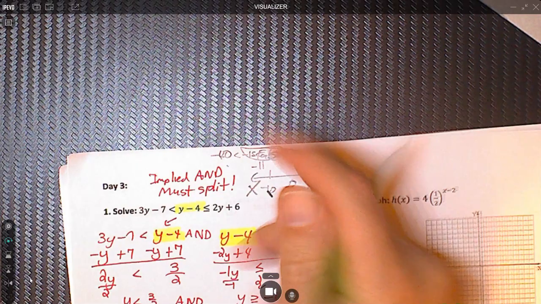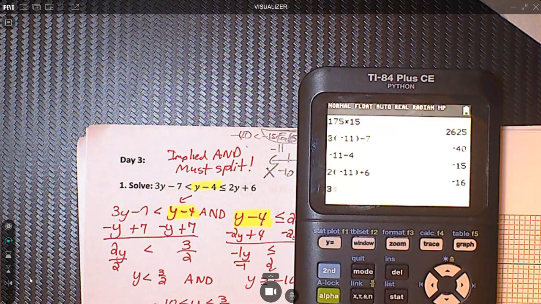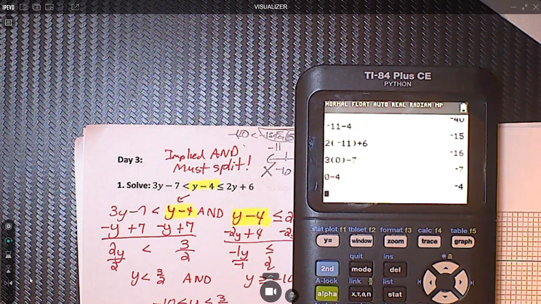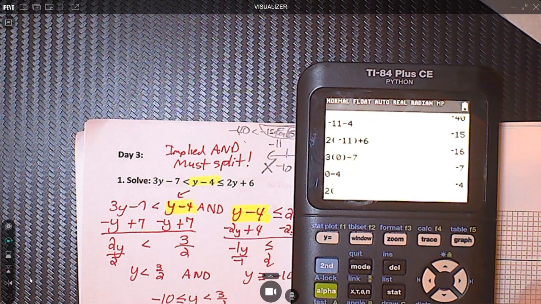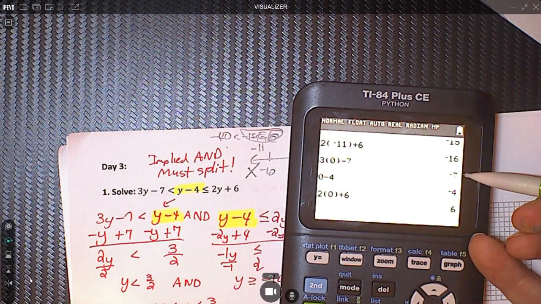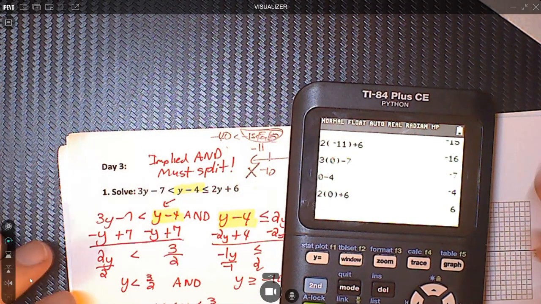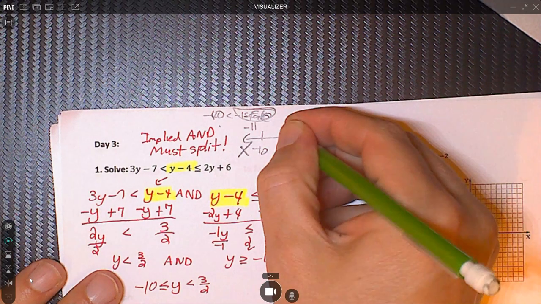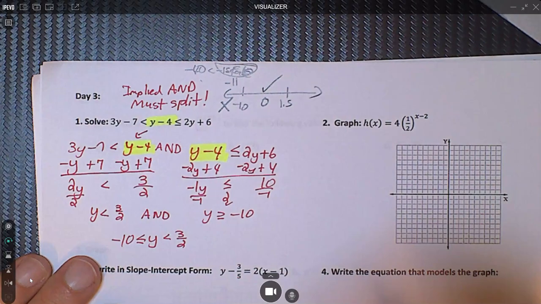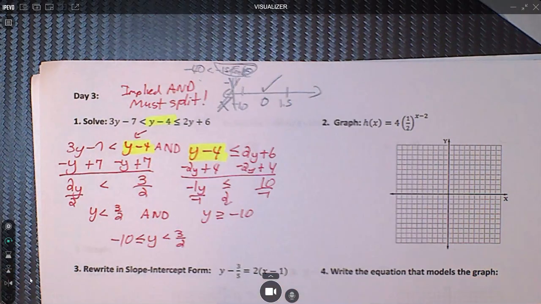Let's pick 0. Put it on all three sides. Negative 7. Negative 7 is less than negative 4, but we've got to finish the trifecta. And it's less than 6. So negative 7 is less than negative 4, which is less than 6. That proves that it's anywhere between negative 10. But that's more Algebra 2 level.